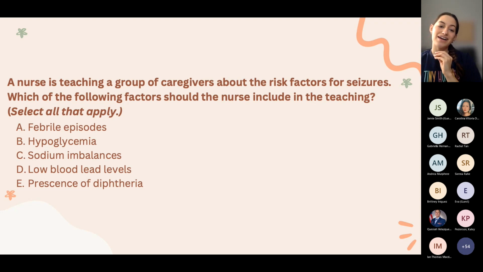All right, good job, you guys. You guys did really great with this one. So the correct answer is A, B, and C. Febrile episodes can cause tonic-clonic seizures. Hypoglycemia is going to be a late sign of seizure manifestations. And then sodium imbalances. Anytime you think of sodium imbalances, think the brain is not happy, seizures are a possibility.